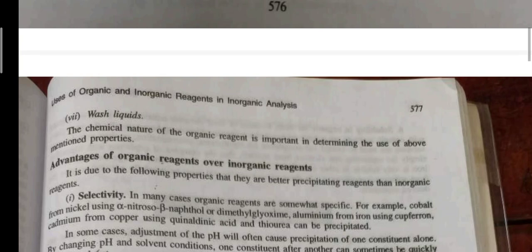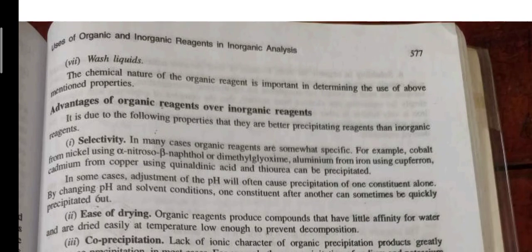Advantages of organic reagents over inorganic reagents. It is due to the following properties that they are better precipitating reagents than inorganic reagents. Selectivity. In many cases, organic reagents are somewhat specific. For example, cobalt from nickel using alpha nitroso beta naphthol or dimethylglyoxime, aluminium from iron using cupferron, cadmium from copper using quinaldic acid and thiourea can be precipitated.